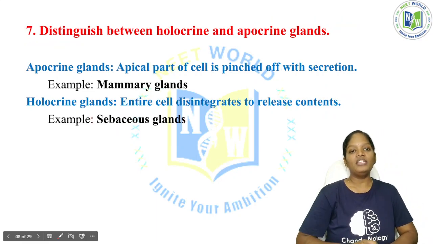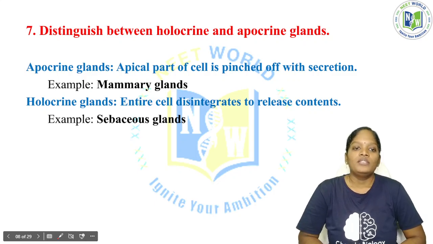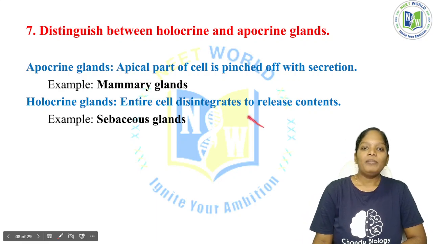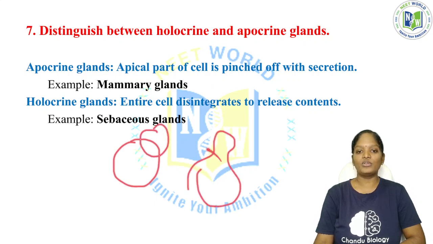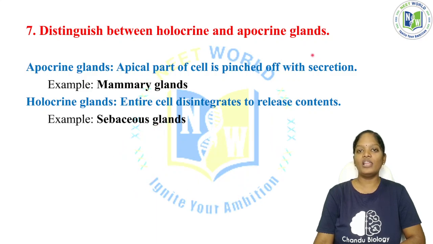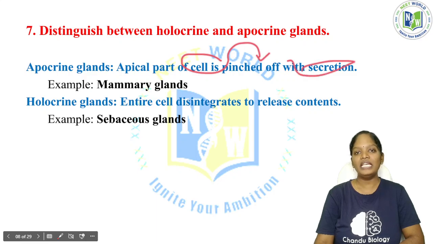Now, distinguish between holocrine and apocrine glands. Apocrine glands means the apical part of the cell is pinched off. Along with the pinching off of the cell, there is also a secretion. That is what the mammary glands do, so the mammary glands are considered apocrine glands. Why? Because the apical part of the cell is pinched off along with the secretion.